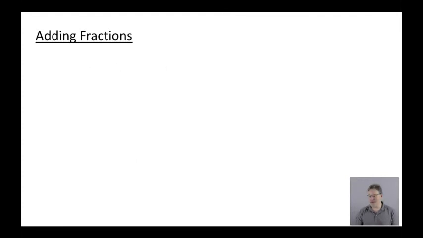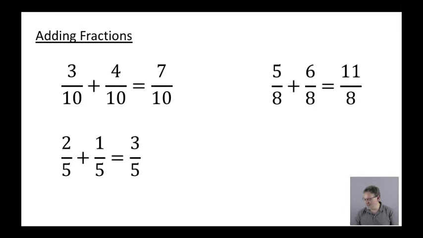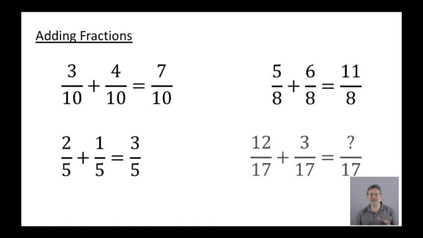Let's take a look at some of the patterns that we've seen here. 3/10 plus 4/10 equals 7/10. 2/5 plus 1/5 equals 3/5. 5/8 plus 6/8 equals 11/8. And ask yourself the question, what would 12/17 plus 3/17 equal? Well, hopefully you can see that the denominator remains the same, and we simply add the tops. 12/17 plus 3/17 is simply 15/17.